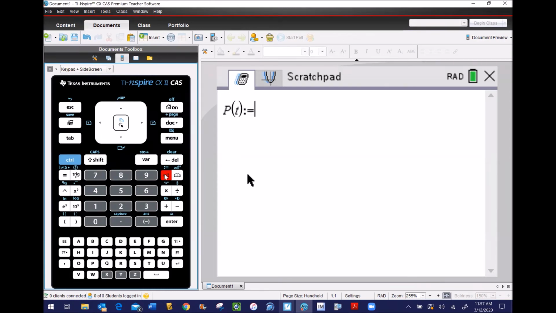So P of T colon equal, and then we'll enter that function, which is T cubed. And boy, if I enter this wrong, make sure somebody says something in the chat. Minus 30T squared plus 298T minus 976. Okay, so if we hit enter, that should say done.